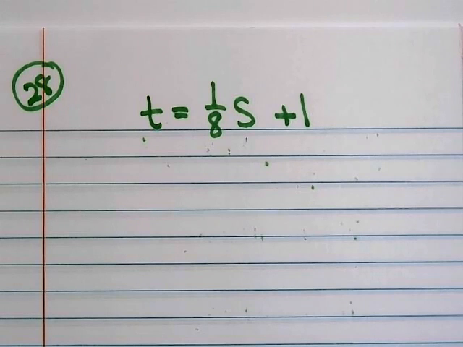So t equals 1/8 s plus 1, that's one. I get rid of the 1. So how are we going to do that? Subtract it. Okay.